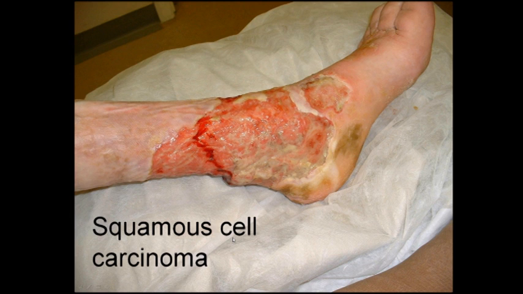Another disease process that can occur in chronic wounds is carcinoma, squamous cell carcinoma. So this is a chronic leg ulcer, and it's developed a squamous cell carcinoma, probably in this bit round about here mostly.